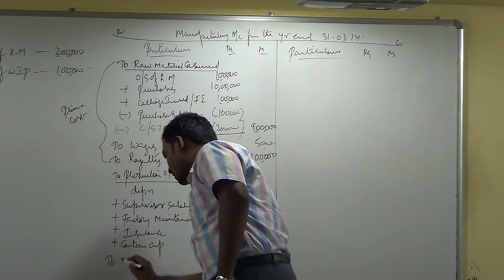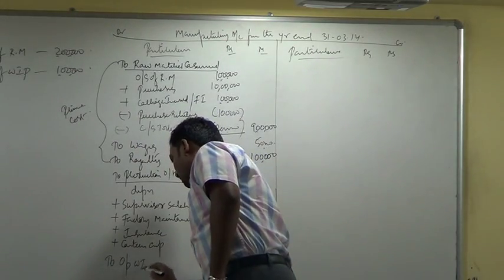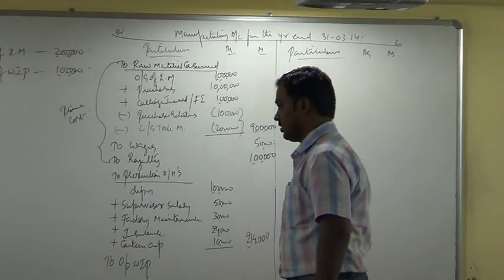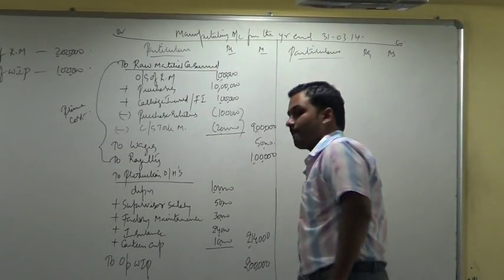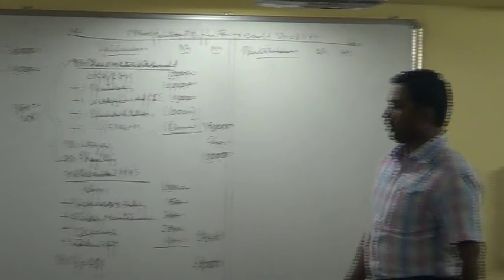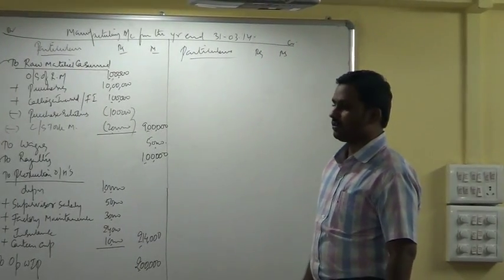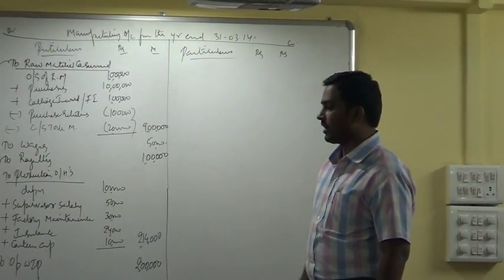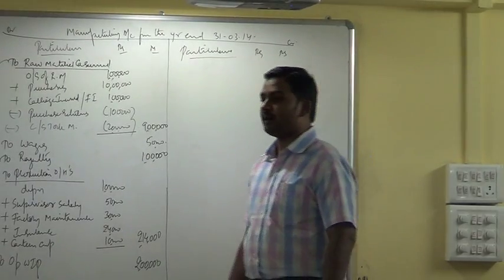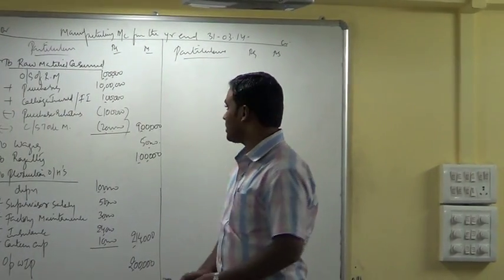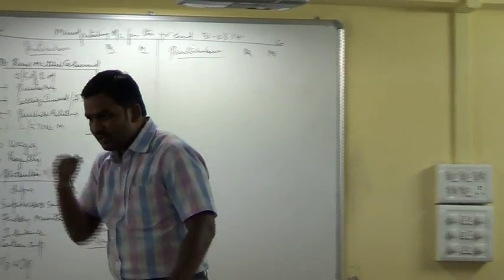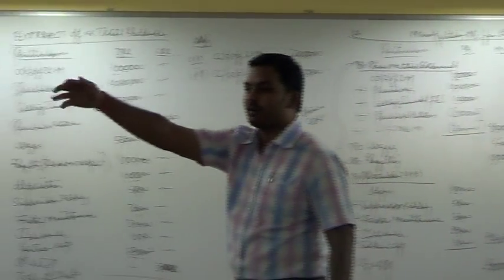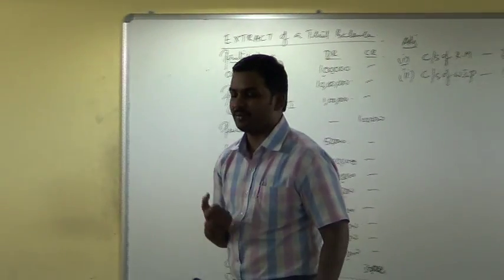Debited to manufacturing account, to opening work in progress. How much? 2 lakh. To opening work in progress, debited to manufacturing account, 2 lakh. Sale of scrap income. See, out of this raw material consumption, we have received 30,000 rupees back because we have sold some raw material in the market as scrap and generated some income.